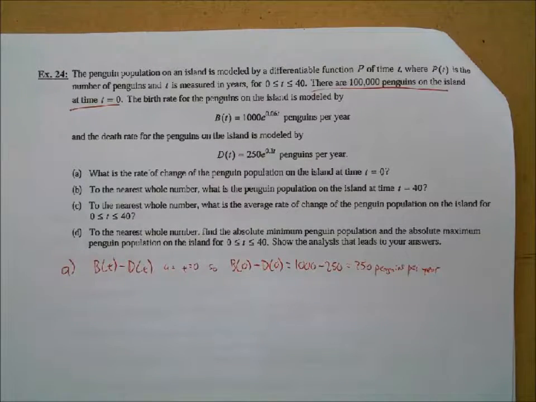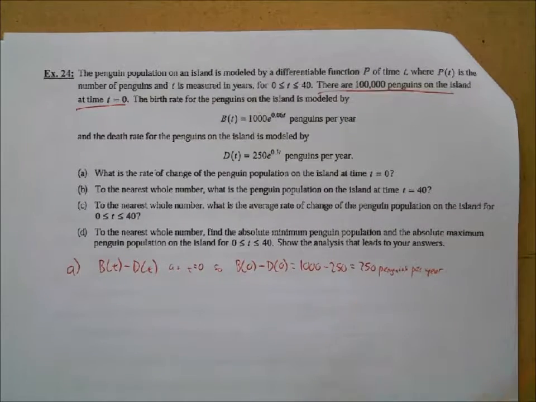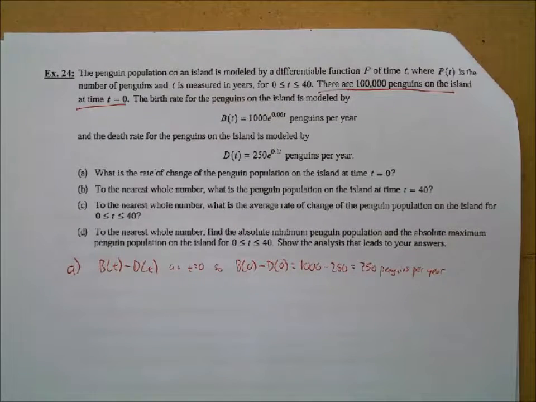With a number like that, you might think, oh my goodness, the penguin population is going to explode on that island as time goes on. But you have to remember that as time goes on, the birth rate and death rate are also adjusting simultaneously. That's at time 0. At that instant, the rate of change of the penguin population on the island is that. That's the answer right there.